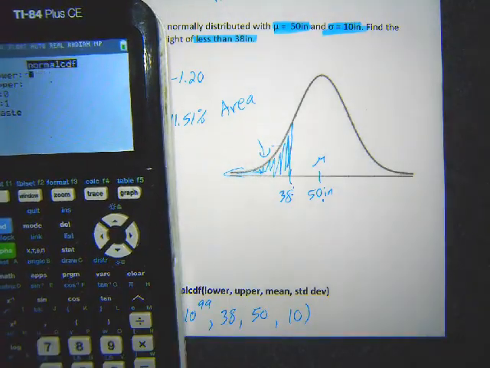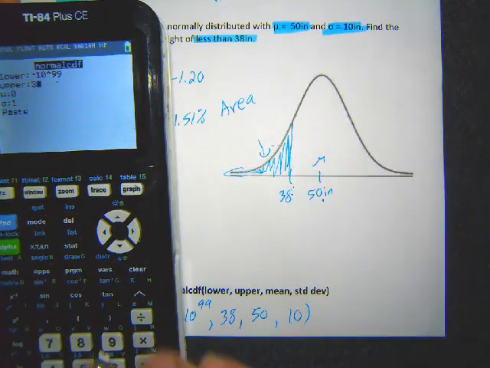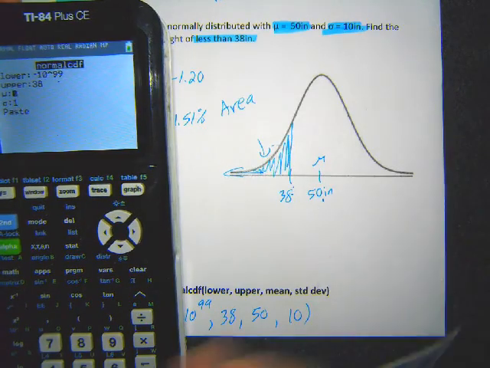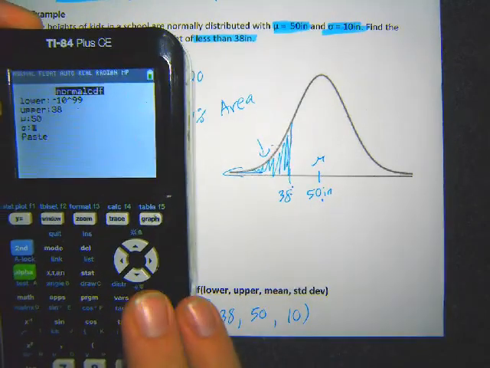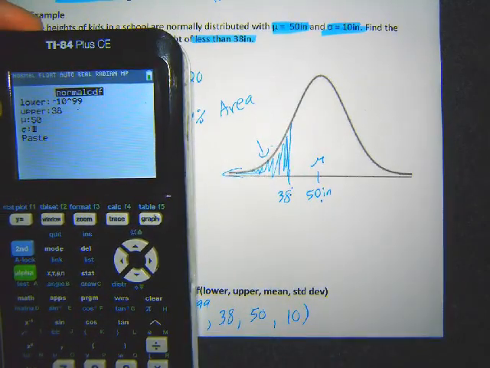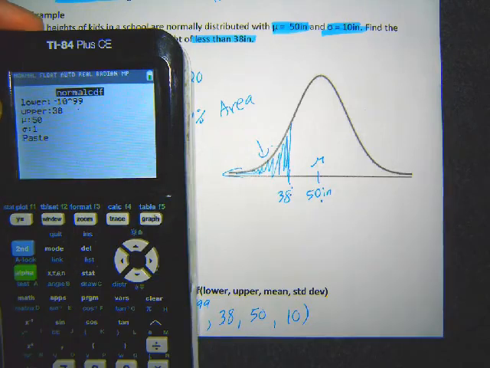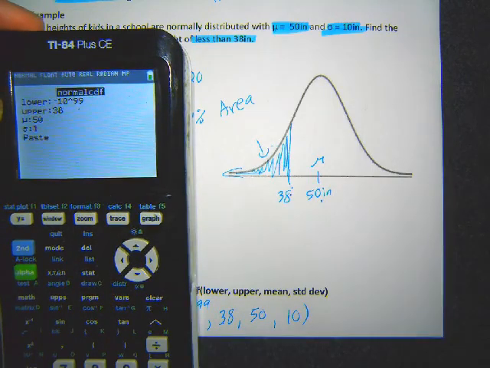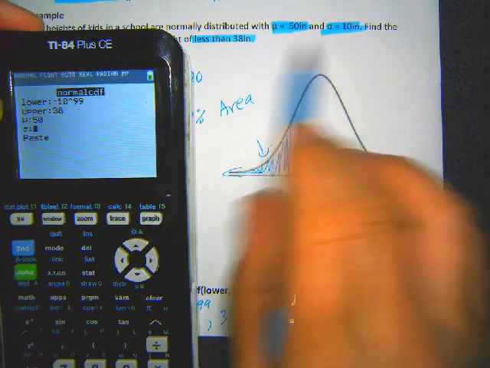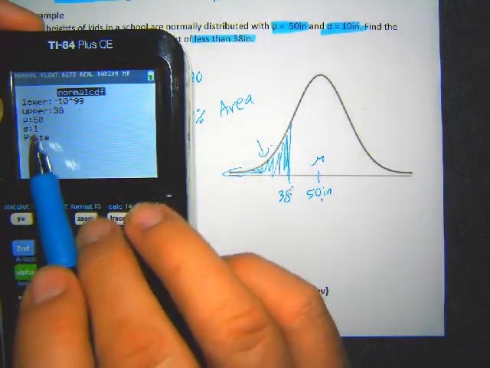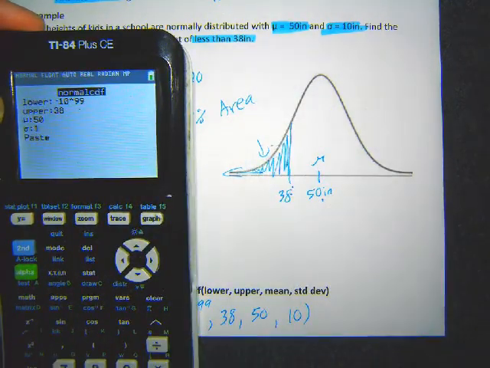So I type in my negative 10 to the 99th. My upper limit is going to be the 38. My mean now is going to be 50, so I'm going to change this. That's something you've got to be careful about when you get to the test for this section, because in section 6.1 you just kept leaving these as 0 and 1 for the mean and standard deviation. But now in this section we have to change these. We have to change the mean and standard deviation for these problems. And so when you're doing the test, you've got to make sure you're always setting it right. If you're working with just regular numbers and not z-scores, you've got to set the appropriate mean and standard deviation. If you're working with a z-score, the mean is always 0 and standard deviation is always 1.